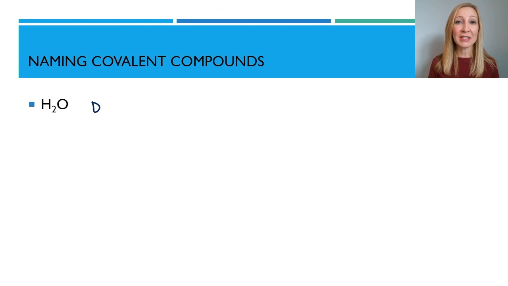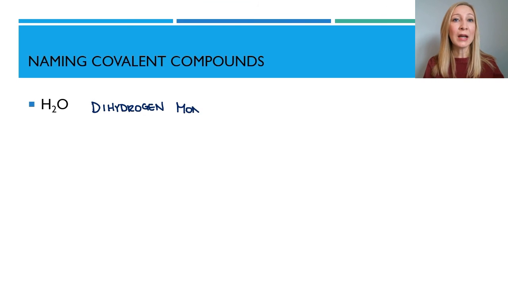So we have 2 hydrogens and 1 oxygen in this water. We are going to call this dihydrogen monoxide. Now the di shows us that there are 2 hydrogens, and the mono shows us that there is 1 oxygen. So dihydrogen meaning 2 hydrogens, monoxide meaning 1 oxygen.